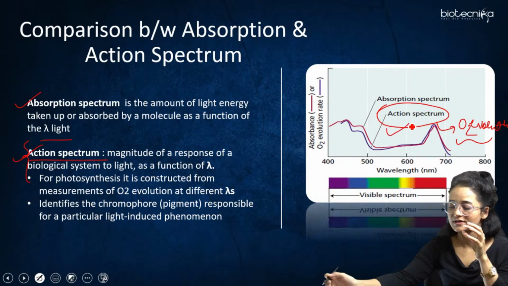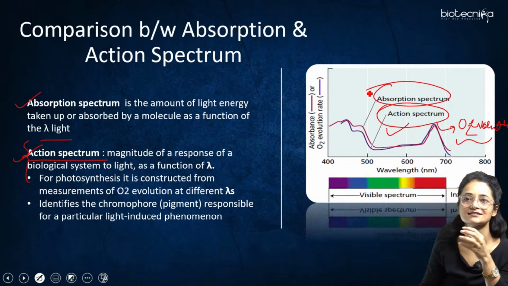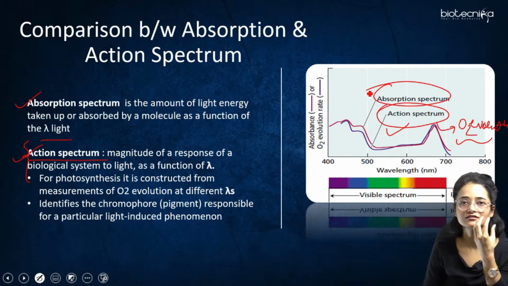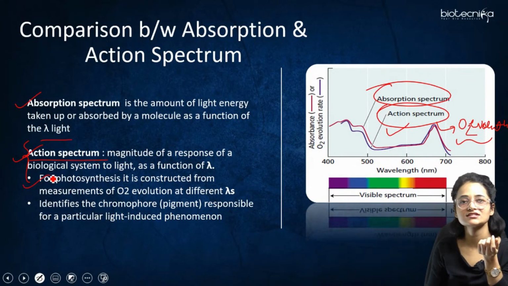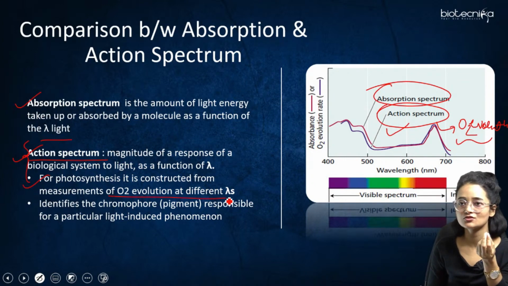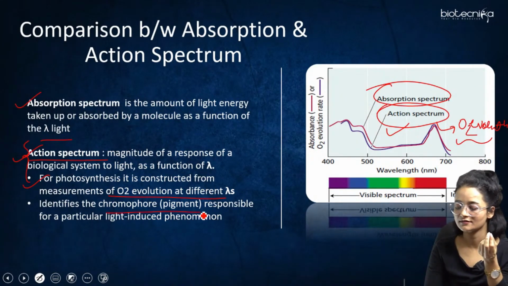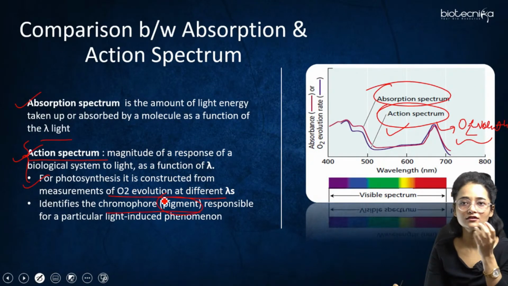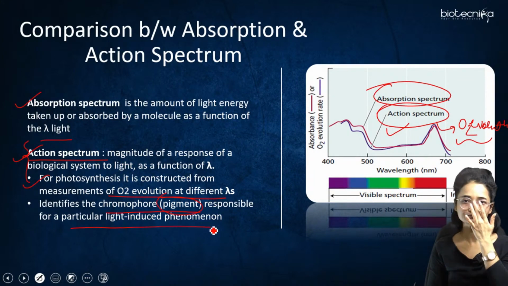So action spectrum tells about the oxygen evolved, while absorption spectrum tells the wavelength of light the pigments absorb, right? Here it says that for photosynthesis, it is constructed from measurement of oxygen evolution. It is also measured in terms of the wavelength, and it identifies the chromophore, that is the pigments involved in light absorption, responsible for the particular light-induced phenomena, right?